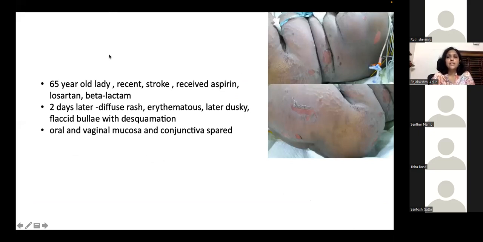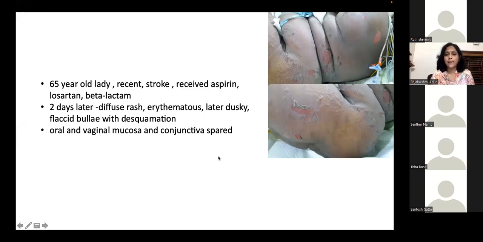This is another clinical scenario you may find in your ICU. A 65-year-old male, recent stroke, received aspirin, losartan, and a beta-lactam, and 2 days later developed a diffuse rash, which is erythematous and dusky, with a lot of eroded surfaces and ruptured bullae. And most important, the oral and vaginal mucosa is not involved.